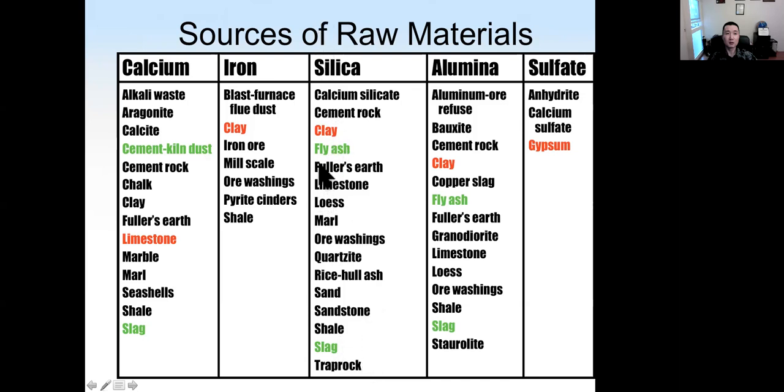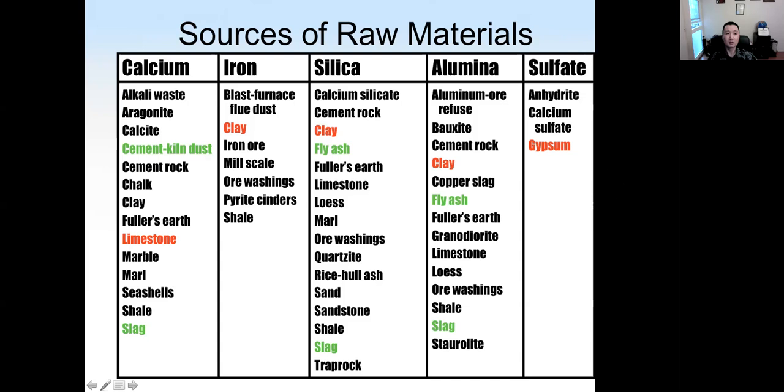Fly ash, which is also called coal ash, is the end product of the coal burning process. This is another waste material from industry, and slag also has some of the silica inside it. Aluminum can also come in from clay, fly ash, or slag. So these are the four major oxides.